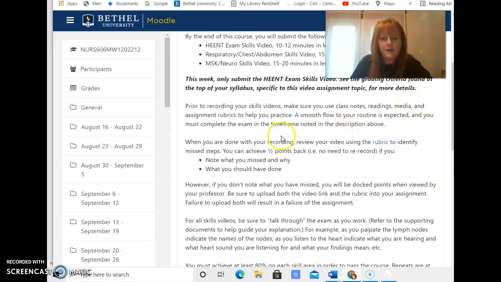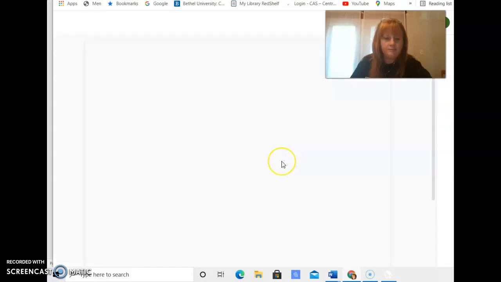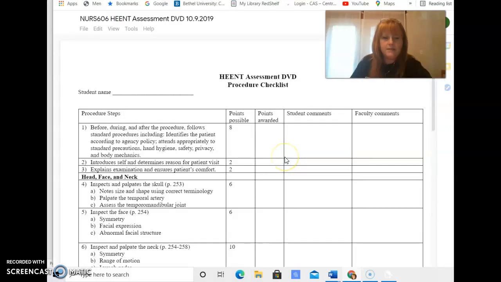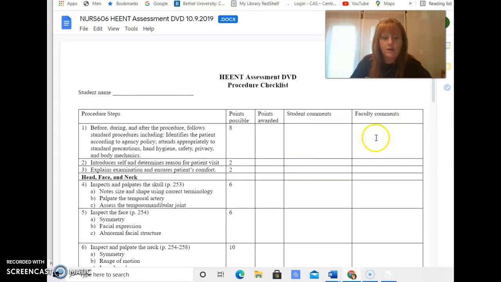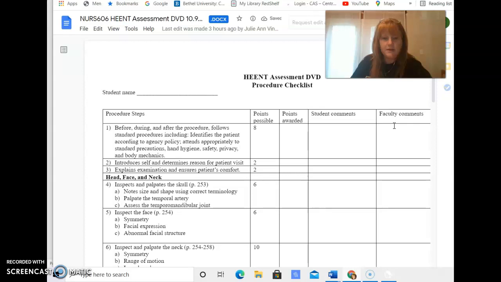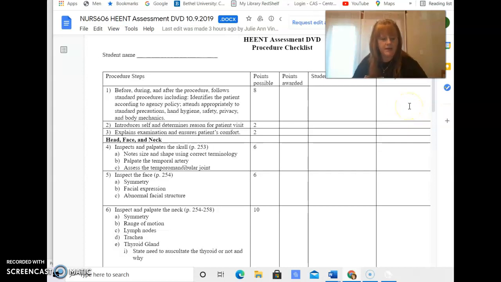that's required for this week, and then you are going to follow this rubric, and the link for it is right here. So let's click on that as well. You'll need to submit this rubric with your video. They both have to be submitted or you will not get credit for it. So if you go through the video and you're done and you watch it and you think, oh shoot, I forgot to do a part of the exam, you have the opportunity to go in here and list what you missed and why.